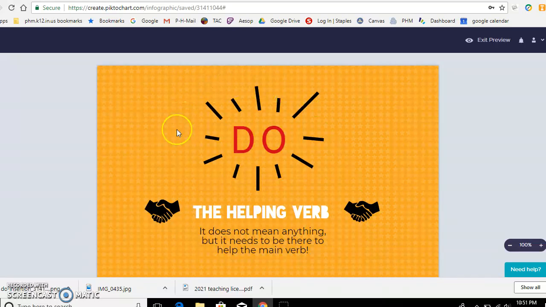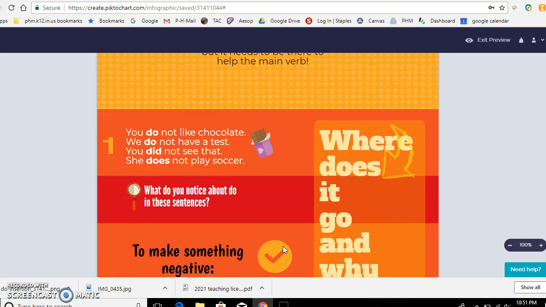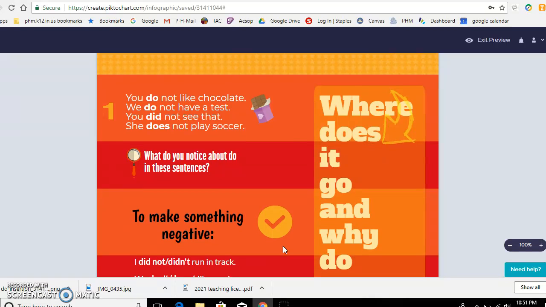So I left my title page the same. I still have my do as my title. I call it the helping verb in my definition of a helping verb. But my very next section, which originally was form, I chose to change quite a bit.